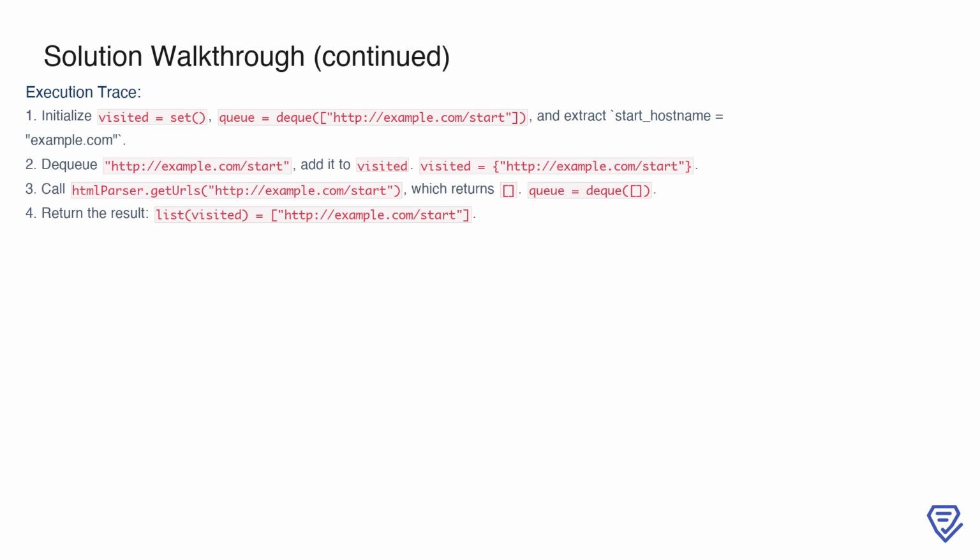In the final example, we handle a case where the start page has no outgoing links. Starting with http://example.com/start, the crawler initializes the visited set, a queue containing the start URL, and extracts the hostname example.com.